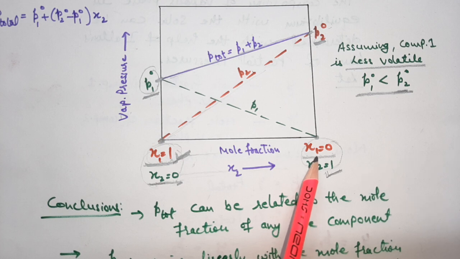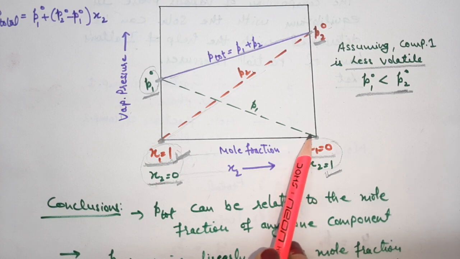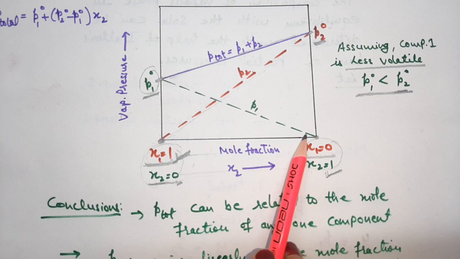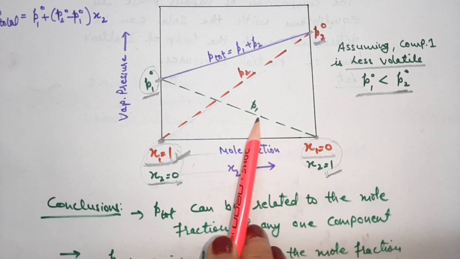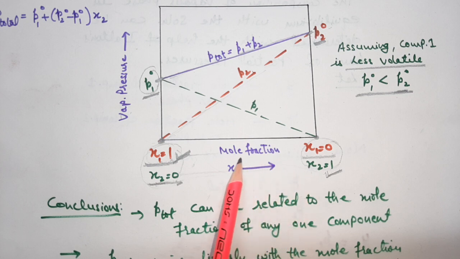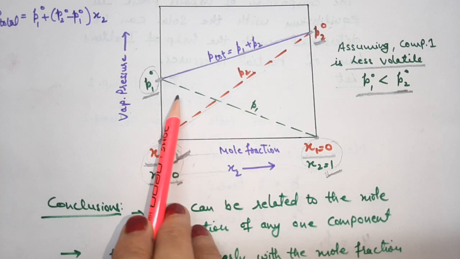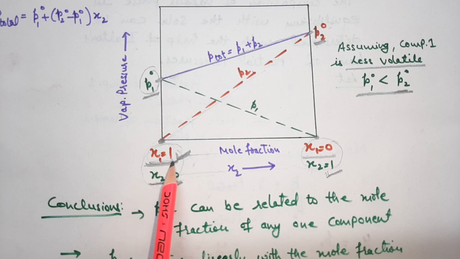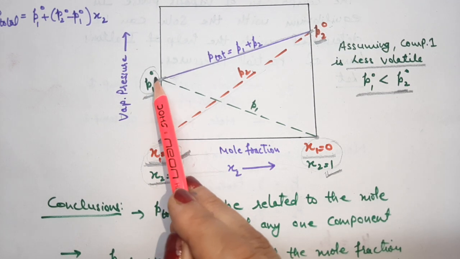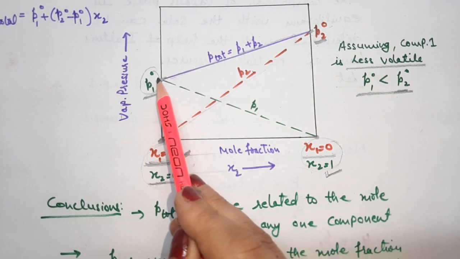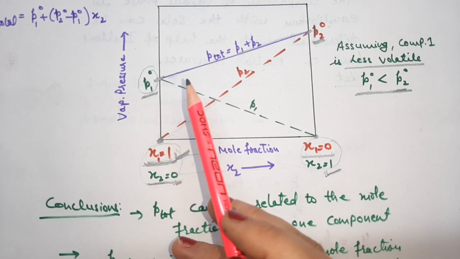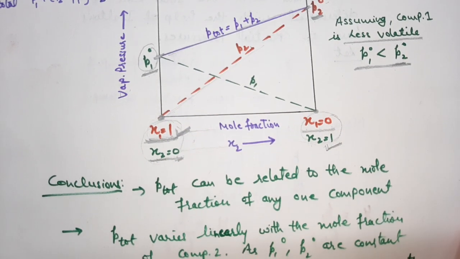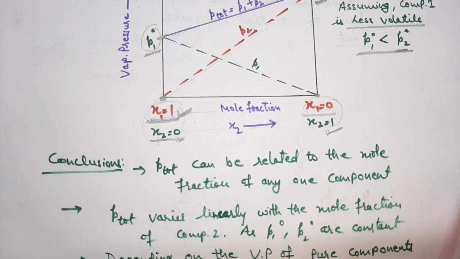On this side, moving from this point, the mole fraction x1 of component 1 is increasing and the mole fraction of component 2 is decreasing, and at the end when the mole fraction of component 1 reaches unity and the mole fraction of component 2 becomes 0, it touches the P1 node point, meaning the vapor pressure of the pure component. So what is the conclusion we have drawn from Raoult's law?